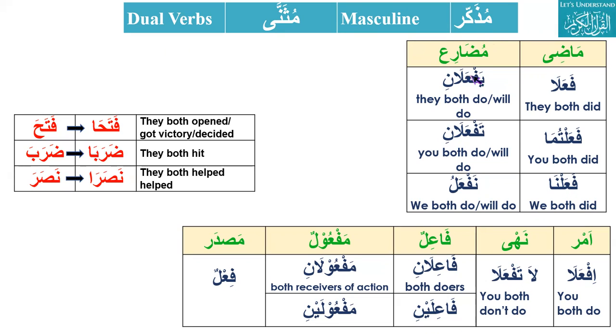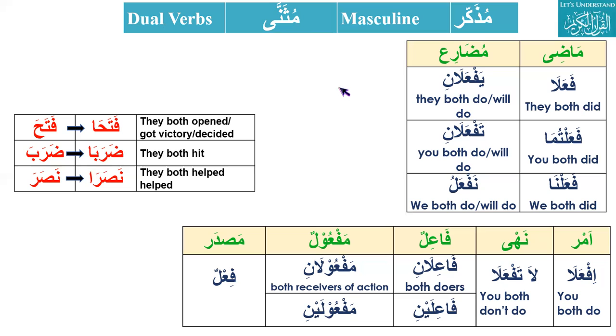Then we have the mudare: yaf'alani. In the singular case it is yaf'alu, so here it will be yaf'alani. Second, taf'alani, naf'alu. And in amr, normally it is if'al and plural is if'alu, but amr dual will be if'ala. You see that there is an alif we normally add here. If'ala, la taf'ala. Fa'ilani, fa'ilaini. Maf'ulani, maf'ulaini. Fi'l. So this is about the dual.